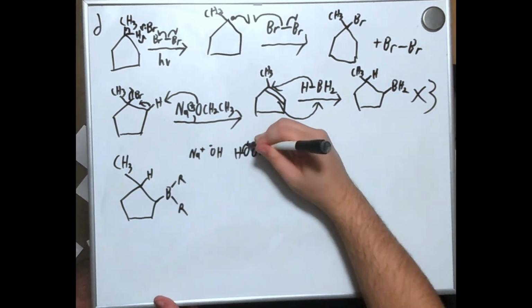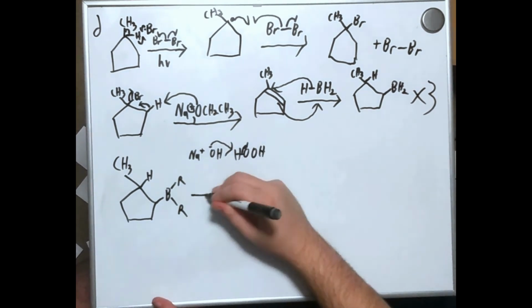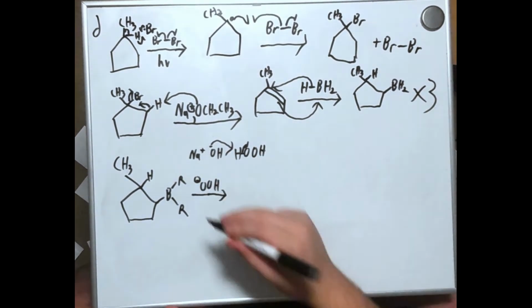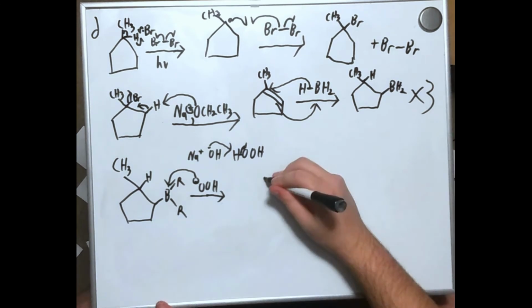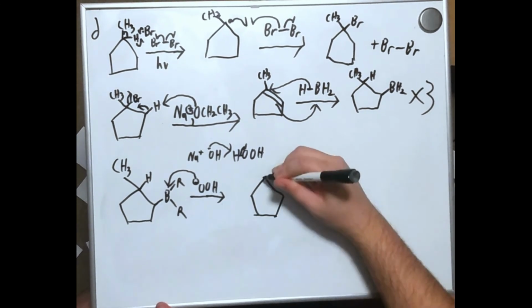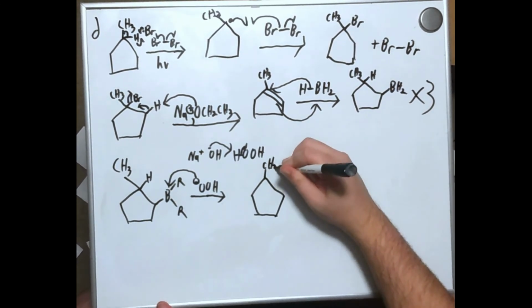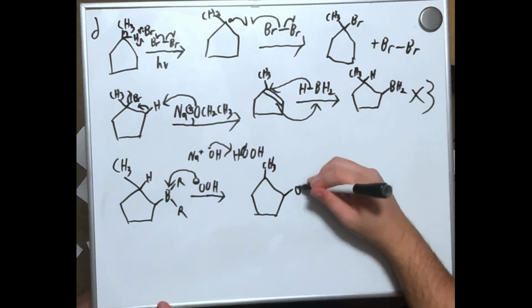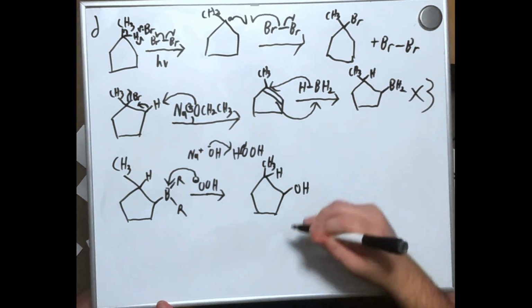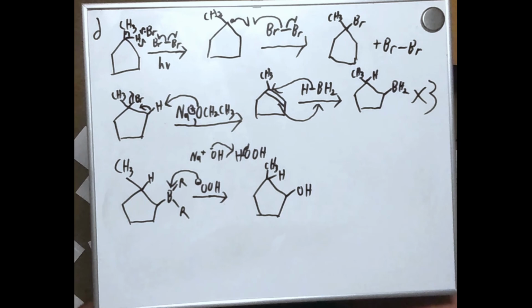Now we add hydrogen peroxide and sodium hydroxide to make hydroperoxide. This process is also pretty complicated, so I won't be going too in-depth here about it. But just know that in the end, we end up with the 2-methylcyclopentanol that we needed.